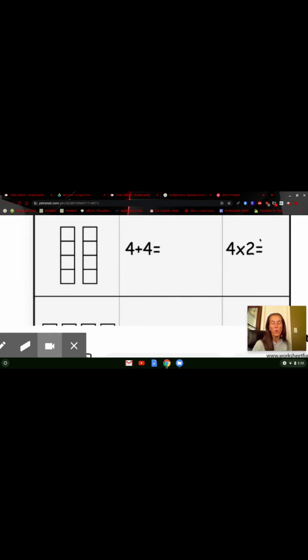They have it written as 4 times 2. Again, multiplication, you can put the numbers in either order and the answer will be the same. 2 times 4 equals 8.